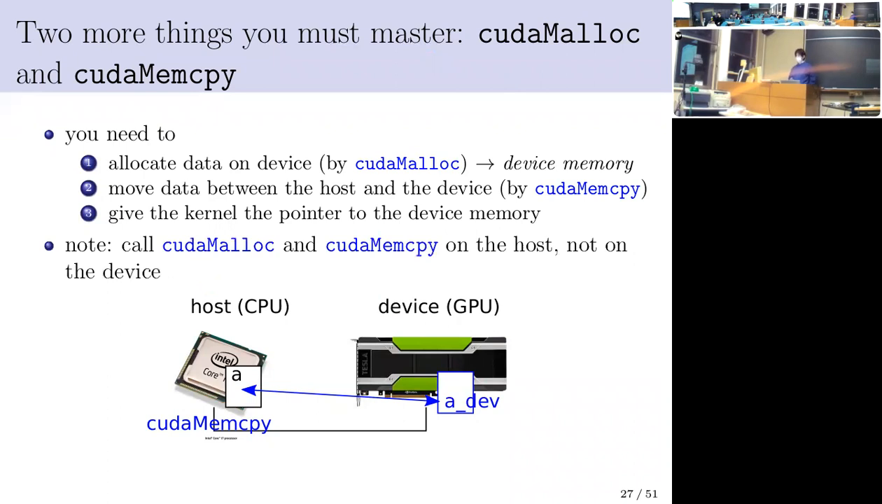One thing I have to note here is that you have to call both cudaMalloc and cudaMemcpy on the host, not the GPU, not the device. You cannot actually call dynamic memory allocation in the device code. The capability of the GPU is quite limited when it comes to dynamic memory allocation. So you have to do all these memory allocation things basically on the host CPU.